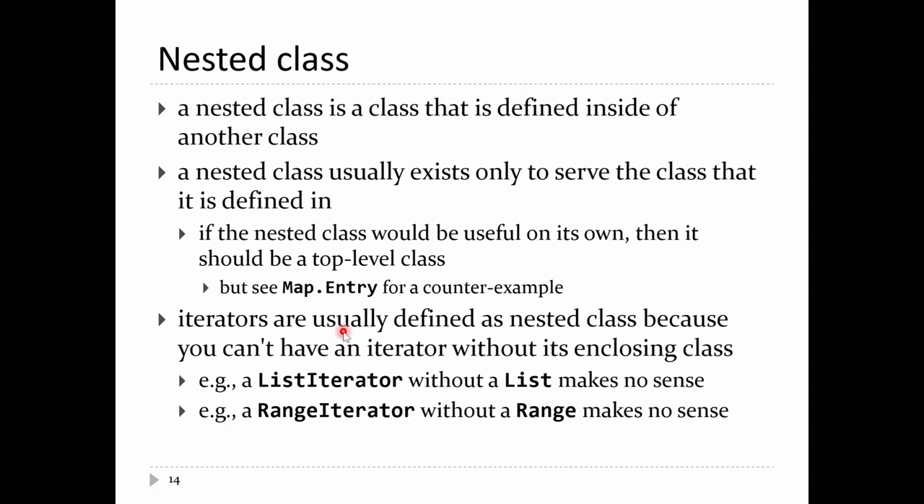Iterators are normally defined as a nested class because you can't have an iterator without the enclosing class. So it doesn't make sense to have a list iterator if you don't have a list. It doesn't make sense to have a range iterator if you don't have a range. So in this case, it really does make sense to put the iterator class inside of range itself.